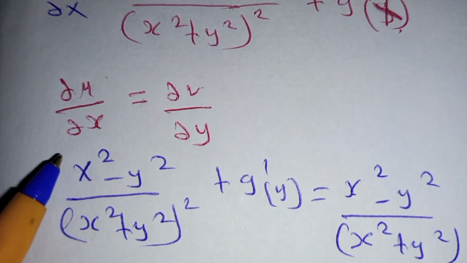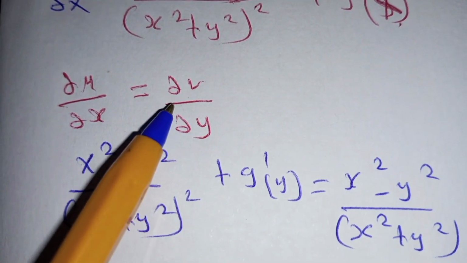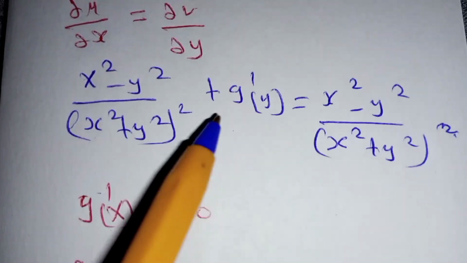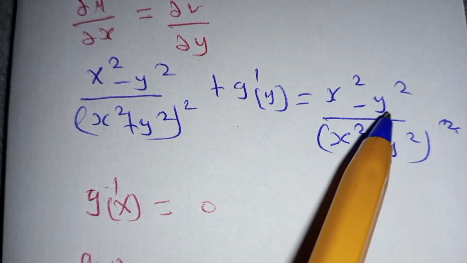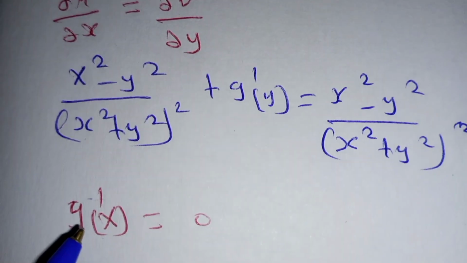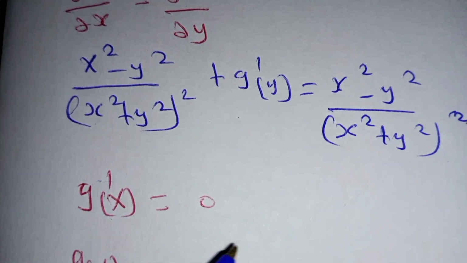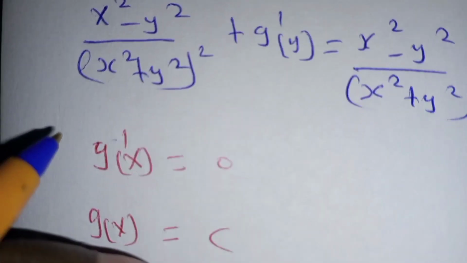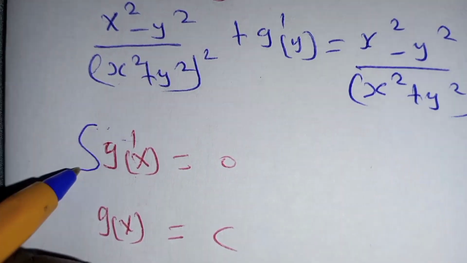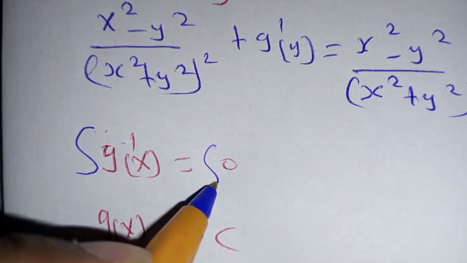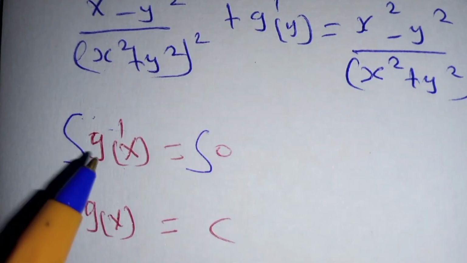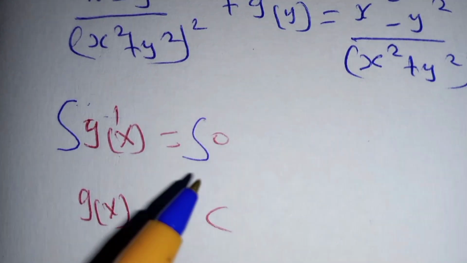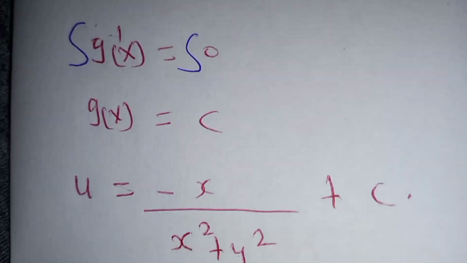Equating the partial of u with respect to x and the partial of v with respect to y, we are going to find that this part will cancel and this other one. Then you are going to be left with g prime of x equal to 0. Then we integrate both sides. When you integrate and differentiate, you are going to be left with that function. Integral of 0 is a constant.